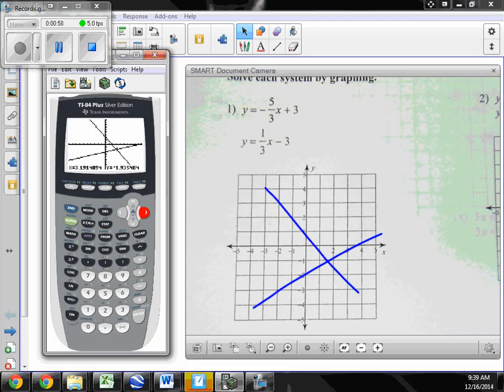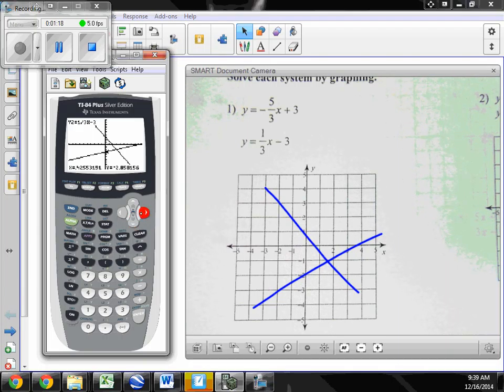You could also push trace, and that locks you to one line or the other. You can see I'm on line Y1. If I move left and right, that will change my position on that line. But if I push up or down, it will switch to the other line. And then you can just keep switching back and forth.